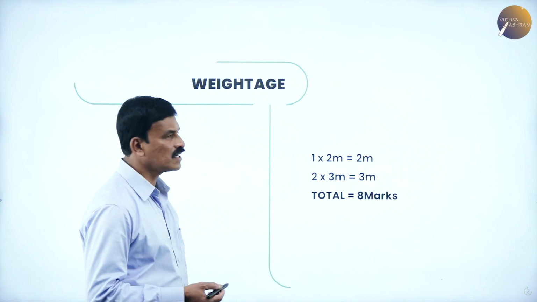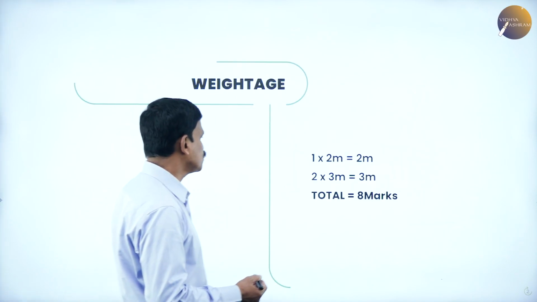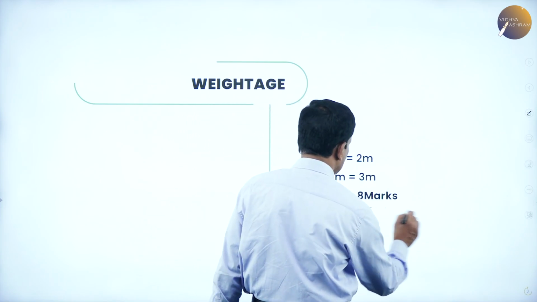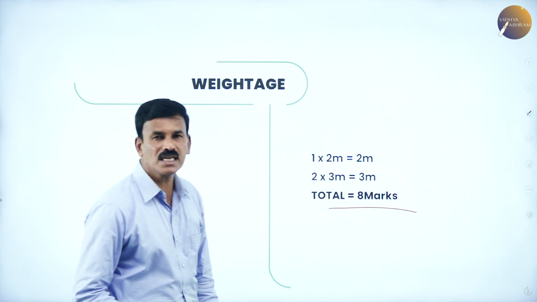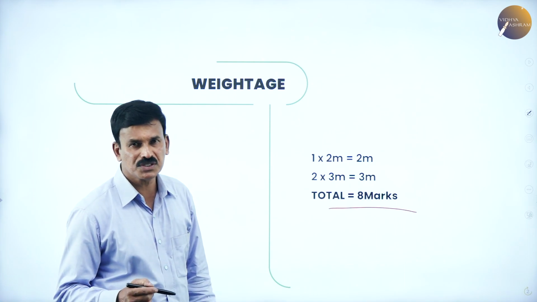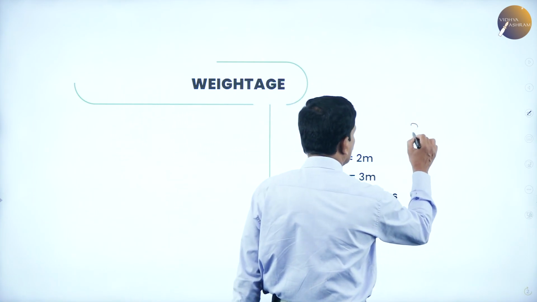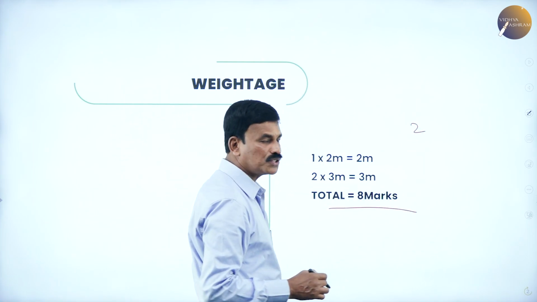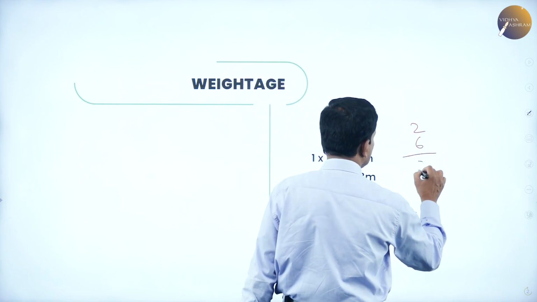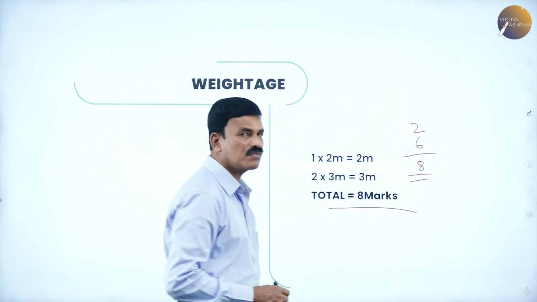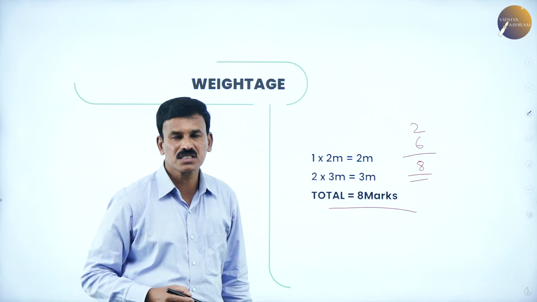In this chapter you will get one 2-mark question and two 3-mark questions. Totally the weightage for this chapter is 8 marks. So you will get one 2-mark question, that is 2 marks, and 3-mark questions, 2 questions, that is 6. Totally you will get 8 marks from this chapter, and it is a very easy chapter.